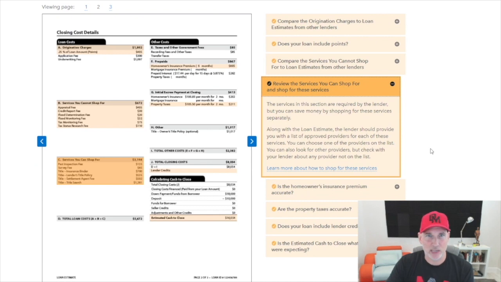Now, let's proceed. The second section is other costs. Now, other costs are broken up into, let's see, 1, 2, 3, 4, 5 different sections. Well, really only 4. So the first section is taxes and other government fees. This is really the taxes you pay when you record the mortgage. And on a purchase, you're going to have transfer taxes because you're moving from one owner to the next. You'll have those transfer taxes.